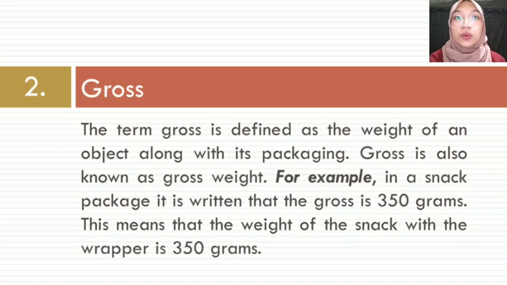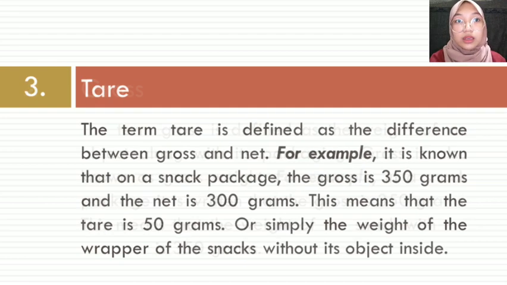The next one is gross. The term gross is defined as the weight of an object along with its packaging. Gross is also known as gross weight. For example, in a snack package, it is written that the gross is 350 grams. This means that the weight of the snack with the wrapper is 350 grams.